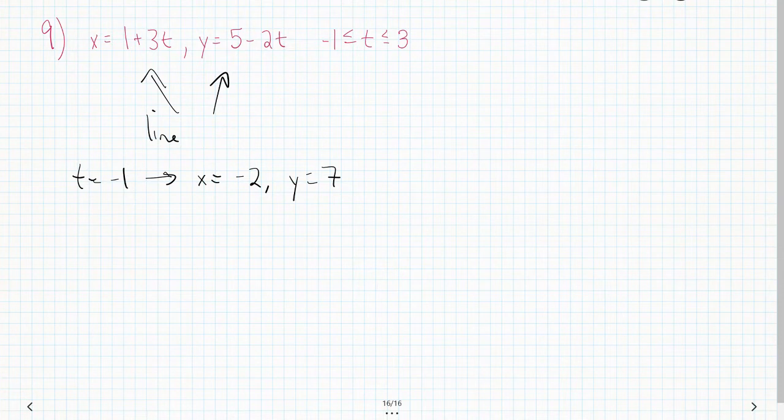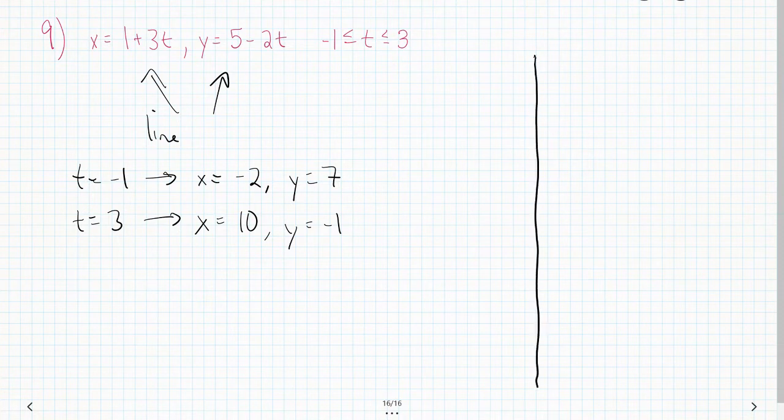Now when t equals 3, what do we have? x equals 1 plus 3 times 3, which is 9, so 1 plus 9 is 10. And y equals 5 minus 2 times 3, which is 6, so 5 minus 6 is negative 1. So now the moment of truth. Let's draw this graph.